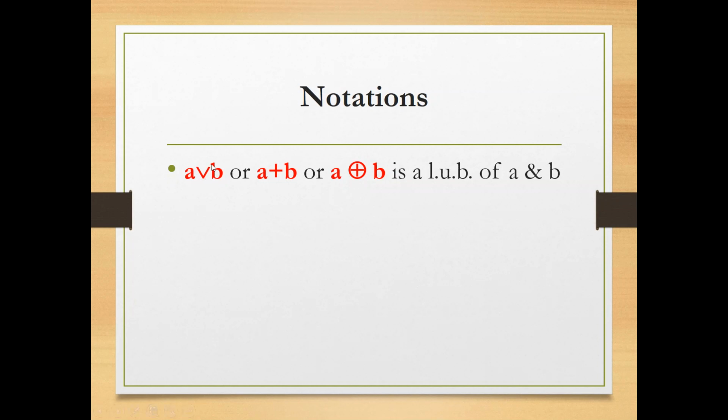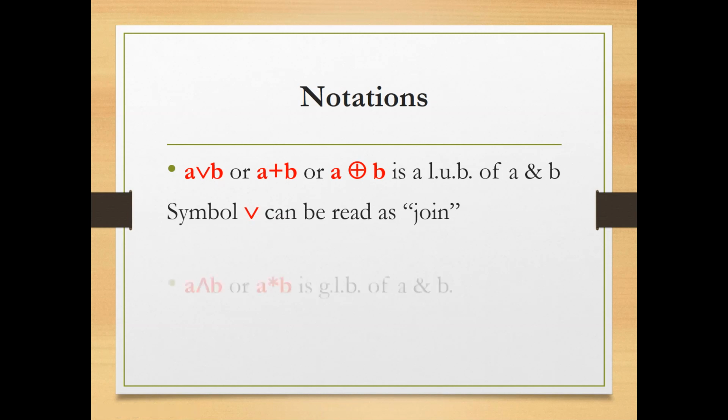Firstly, the notations are, this is the notation, the symbol A join B. This symbol is read as join. A join B, or you can simply write A plus B, or by this symbol. These all are the three notations to denote the least upper bound of A and B. And this symbol V can be read as join. So join means the least upper bound of two elements.